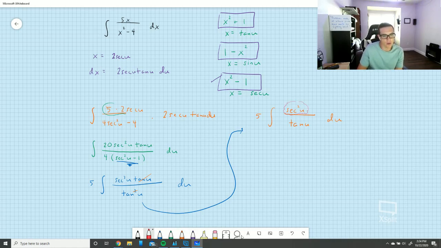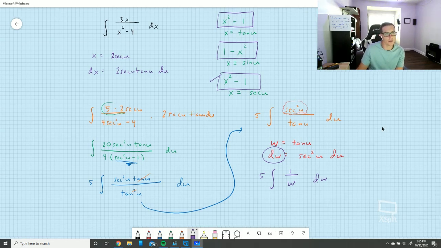We already have u, so you've seen me do this strategy where I'll just use another variable. I'll say let w equal tangent u. So dw is equal to secant squared u du. And then I will plug all of this in. So 5 integral secant squared u du is just dw. And then it's 1 over w. So I'm doing u sub. I'm just changing the variable because I've already used u once in the problem.